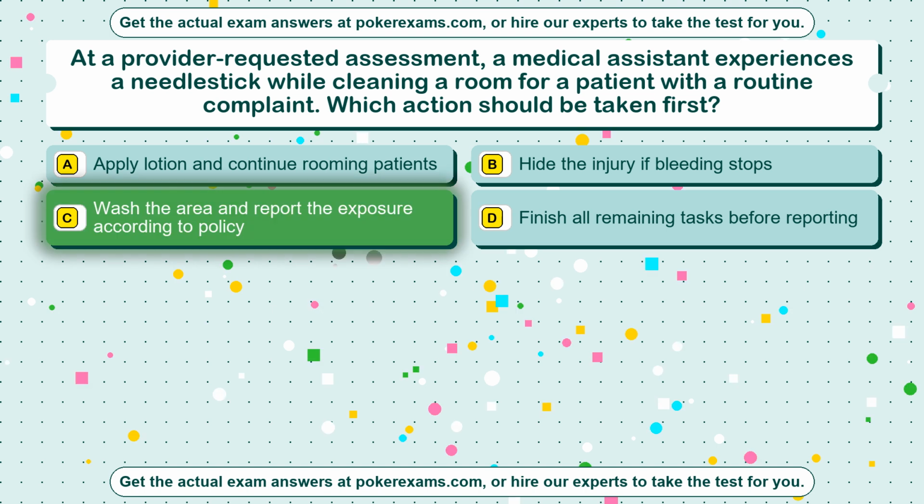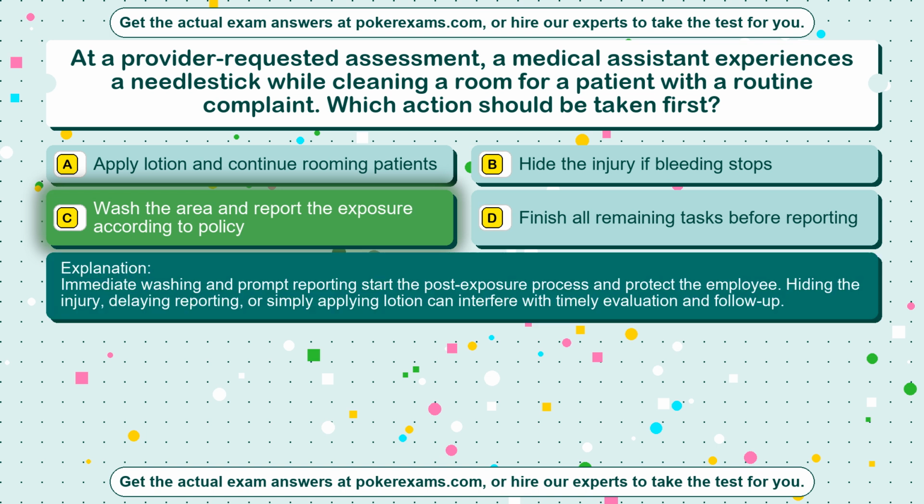The correct answer is option C. Wash the area and report the exposure according to policy. Immediate washing and prompt reporting start the post-exposure process and protect the employee. Hiding the injury, delaying reporting, or simply applying lotion can interfere with timely evaluation and follow-up.